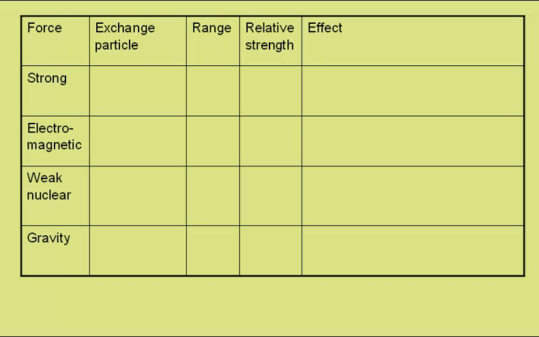Now to look at the four forces and their exchange particles in more detail. I've listed the forces here in order of their strength. The strong force, as the name suggests, is by far the strongest, and gravity, as may surprise you, very much the weakest. The exchange particles for the strong force are gluons. These are pions or pi mesons. Their range is around 10 to the minus 15 of a meter, roughly the size of a nucleus. I've given these a relative strength of 1. We'll compare the others with the strong force.